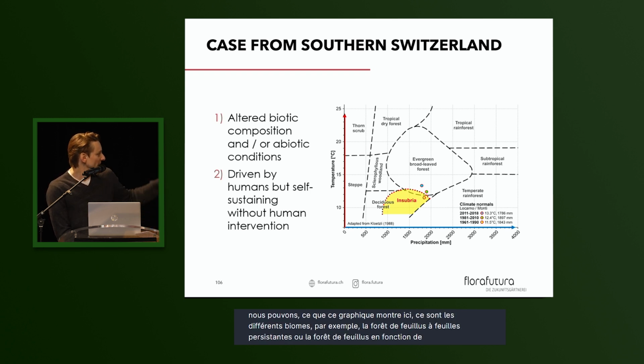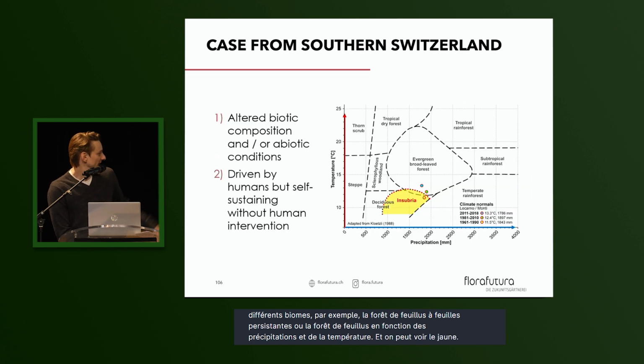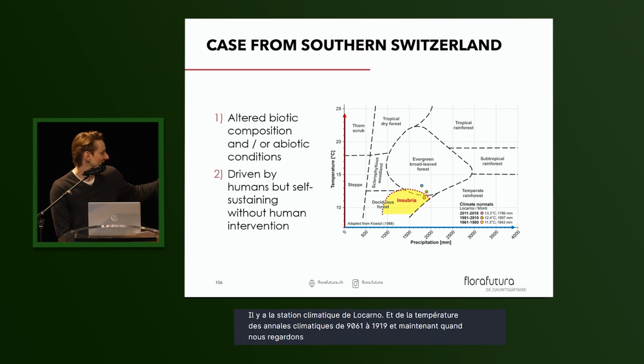And we can see the yellow dot. There is the climate station of Locarno, with the temperature climate data from 1961 to 1990. And now, when we look at where we are in 2011 to 2018, it's up in the evergreen broadleaf forest, and before it was in the deciduous forest. So that means the climate is now a climate where usually in other parts of the world you would have an evergreen forest.